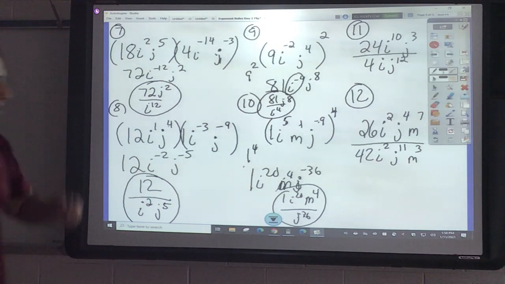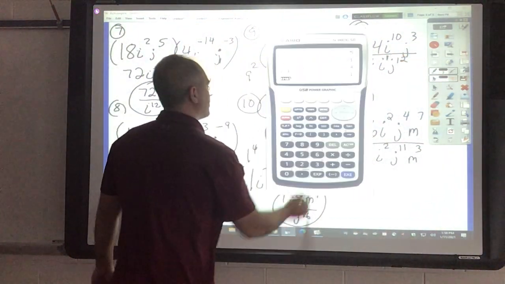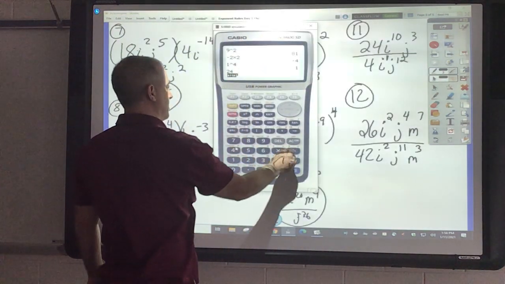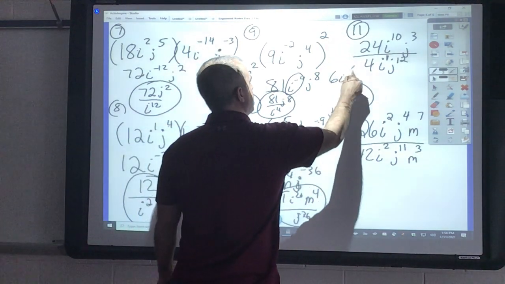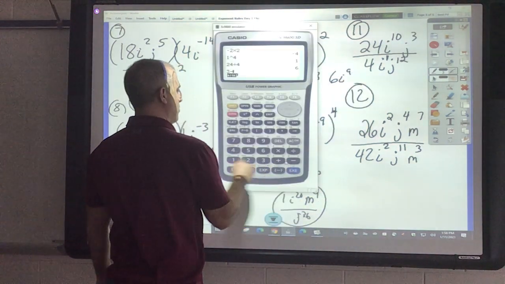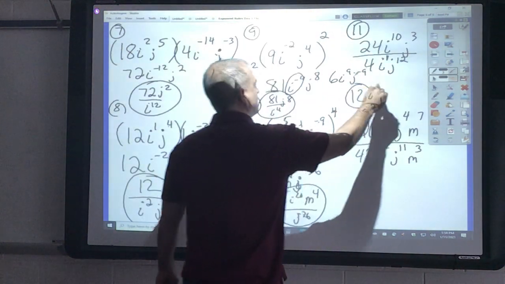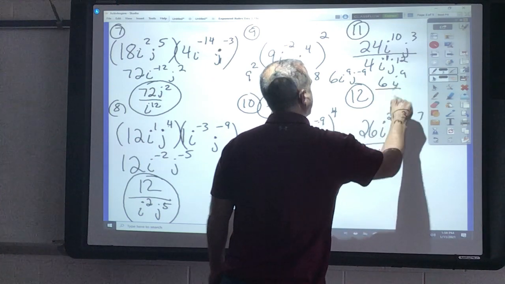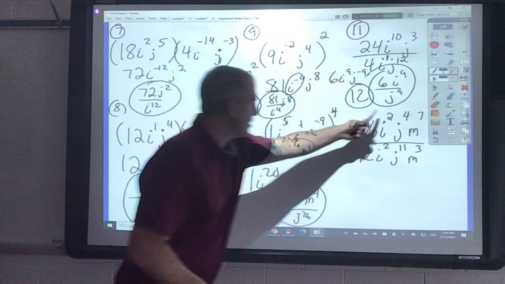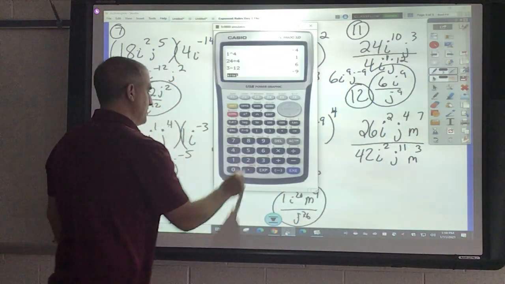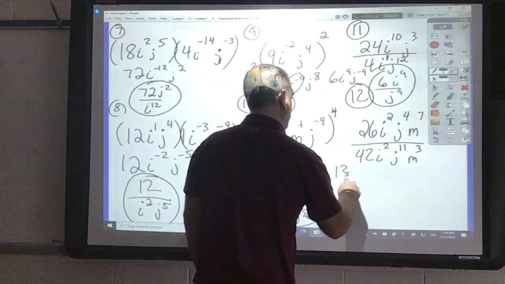Okay? Let's go look at these. This one's missing a 1 here. All right? So I got 24 divided by 4, which gives me 6. 10 minus 1 would be 9. 3 minus 12 is negative 9. So, what's going to move? Just that J. The I stays up there, and the J to the 9th goes underneath. Okay? I don't think I'm missing any coefficients. Nope, I'm good. So let's go 26 divided by 42. Give myself a fraction, 13 over 21.